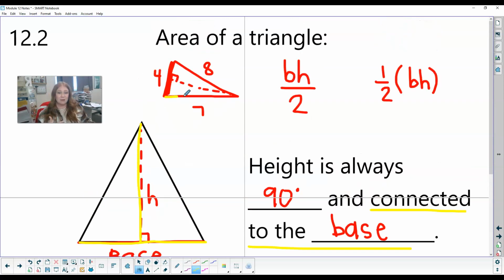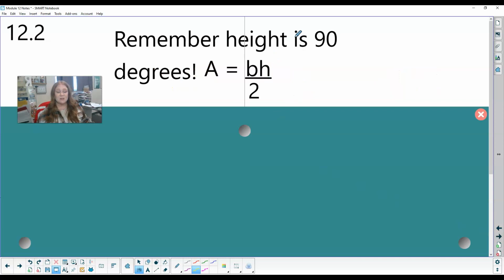So these other numbers, right, if I have 7 and 8, those don't actually matter. I just need the height and I need the base in order to find the area. So let's do a couple practices, remembering that height is that 90-degree connected to the base.